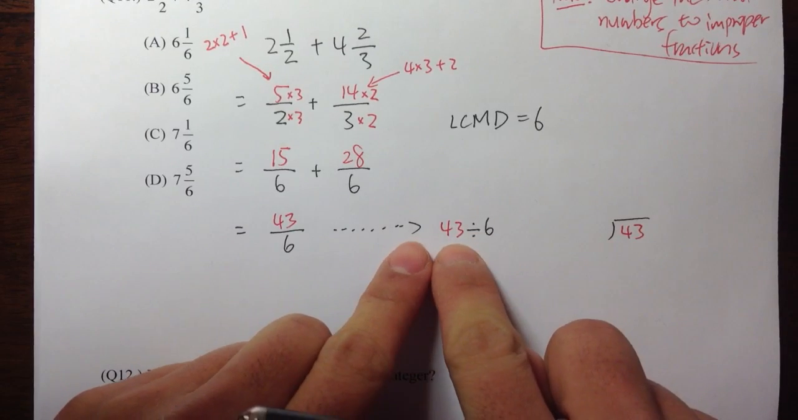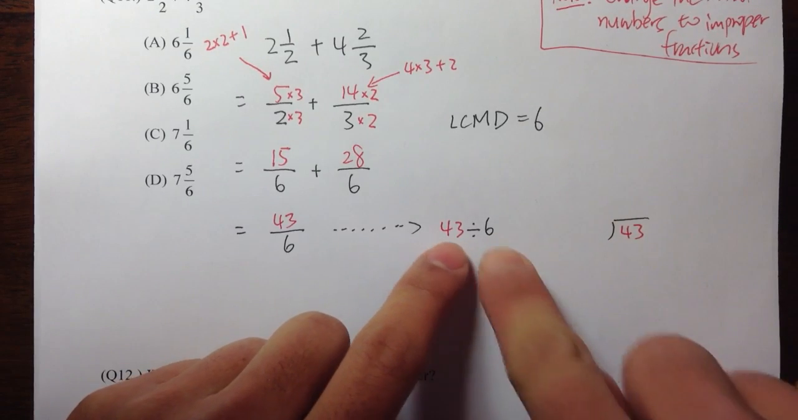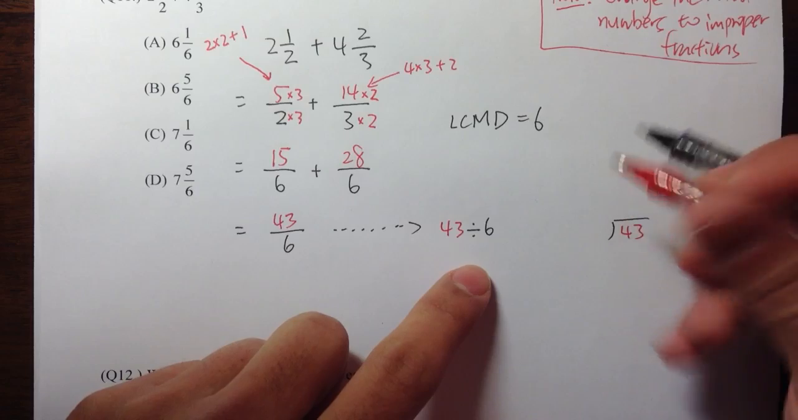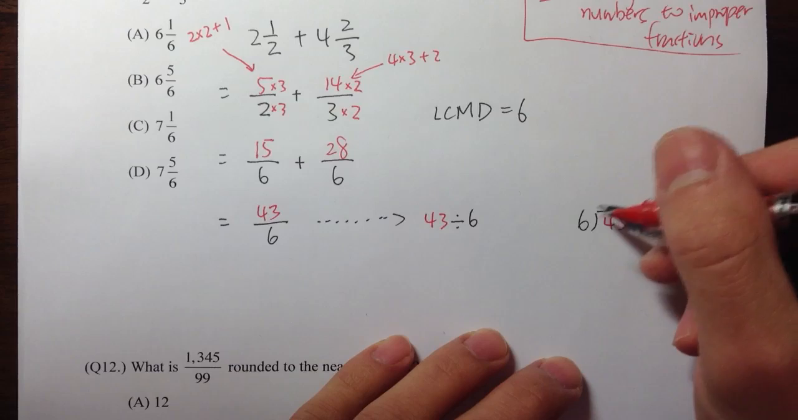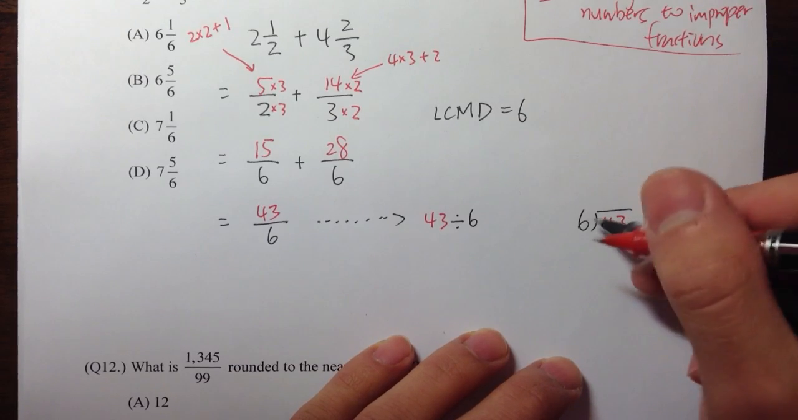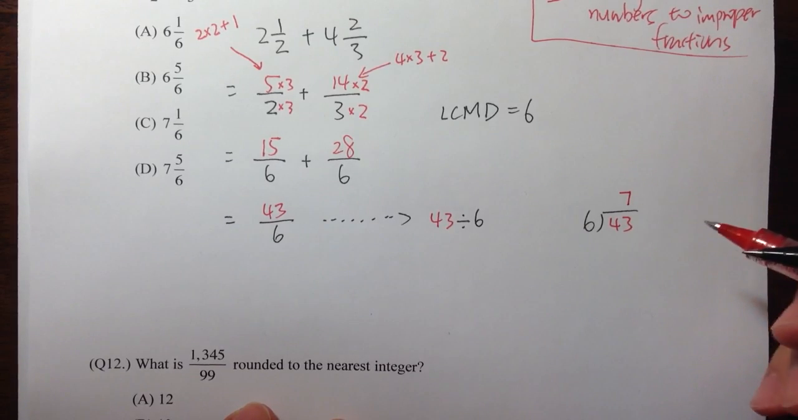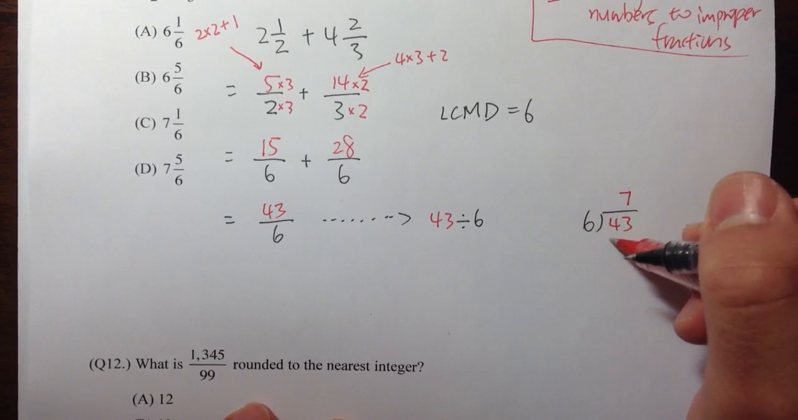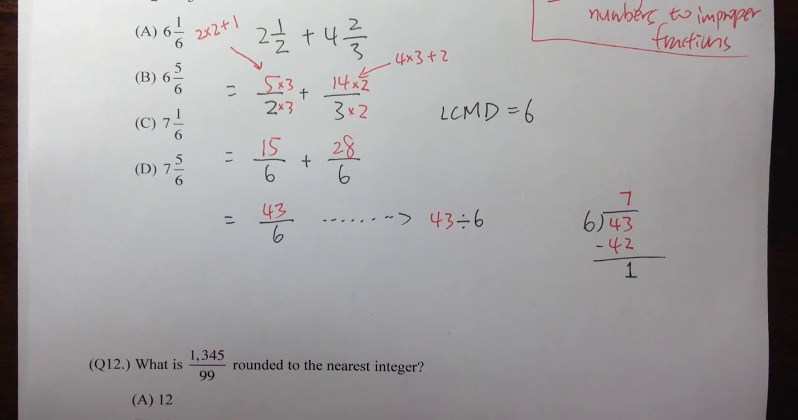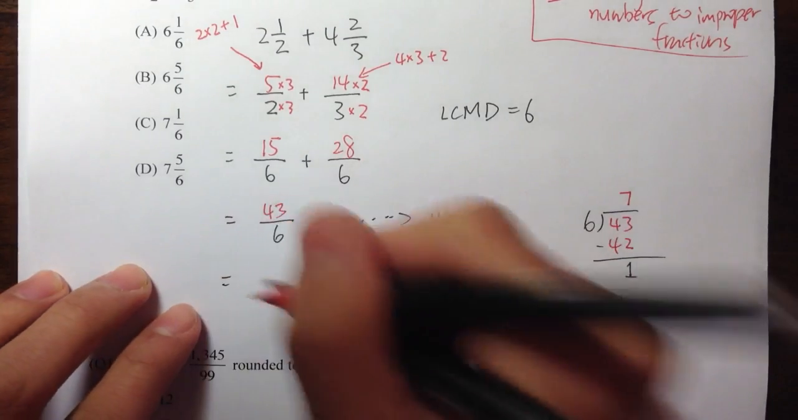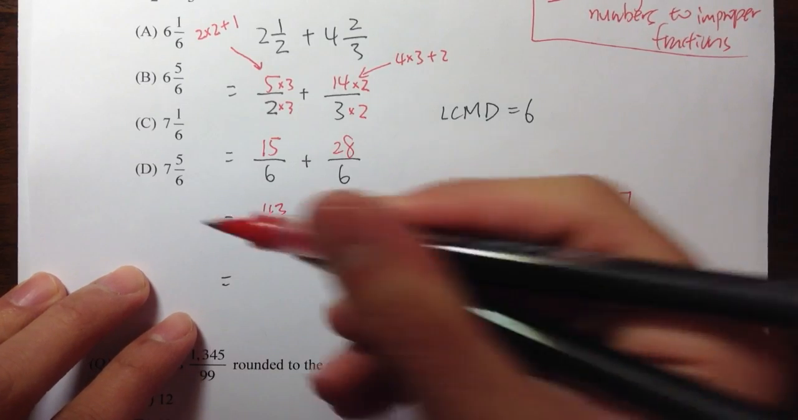43 goes inside because 43 is the first number. And then the 6, it's the second number, goes outside. And let's just finish this. Think about it: 6 goes into 43 how many times? I think 6 goes into 43 at most 7 times, because 7 times 6 is 42. And then when you subtract, you get 1. So what this means is 43 over 6, we have a whole number 7.